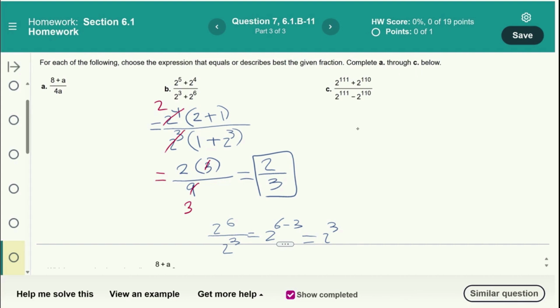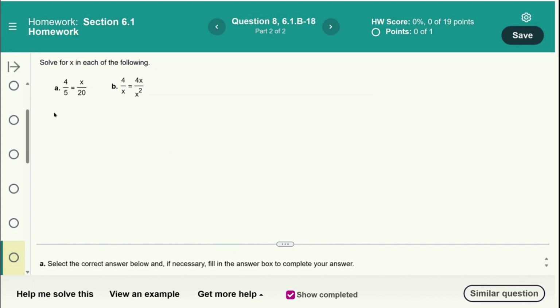So work it out. Make sure you get the answer 3. All right, so here we want to find x in each of these. Notice that the 5 here has been multiplied by 4, so we're going to multiply 4 by 4 to get what? 16.